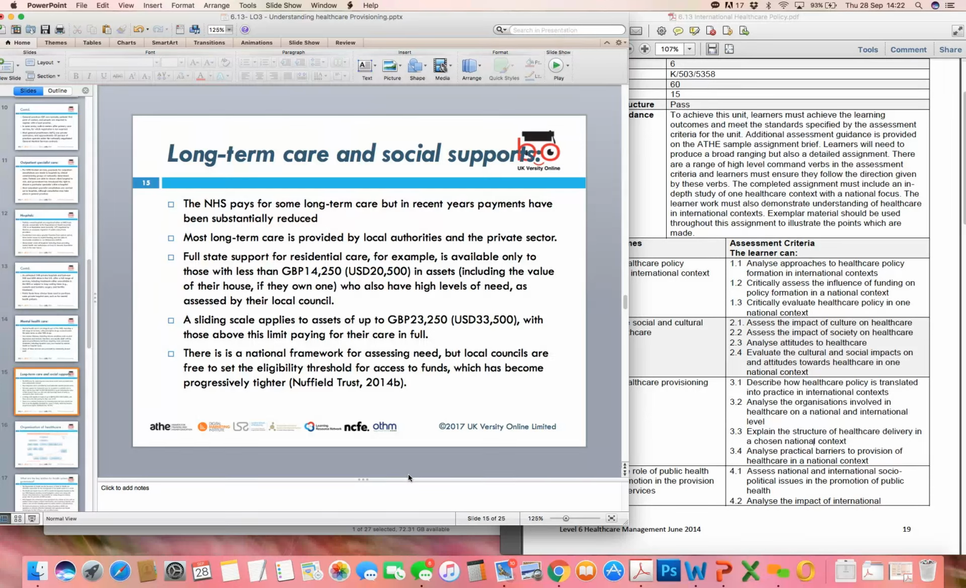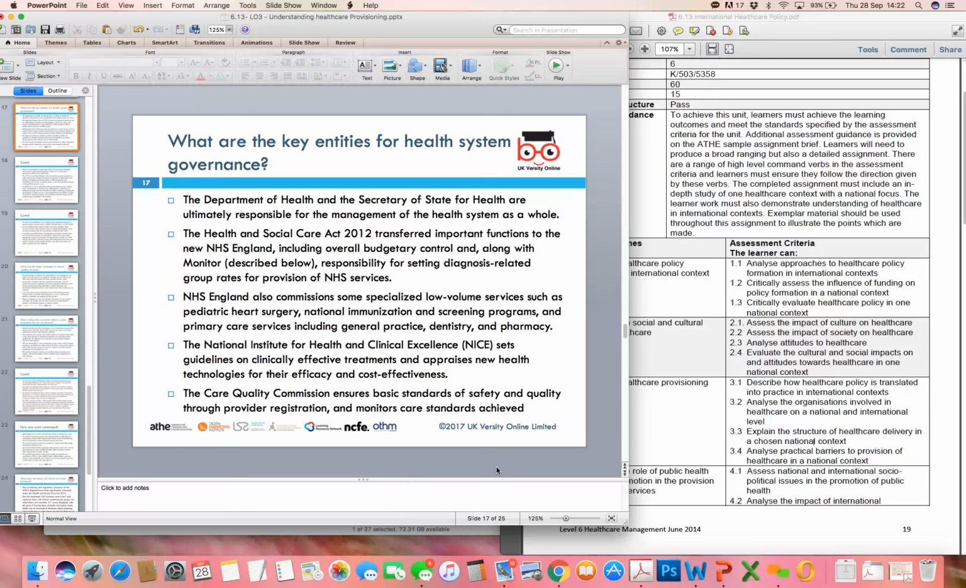But there is a framework which is available, which is set by one of the bodies within the NHS, and that allows for the care to be prioritized to those individuals who are in need of that care because of the circumstances they are in. And that is also essentially covered within the services. Now, this is something that we've looked at, but here is just a summary slide.